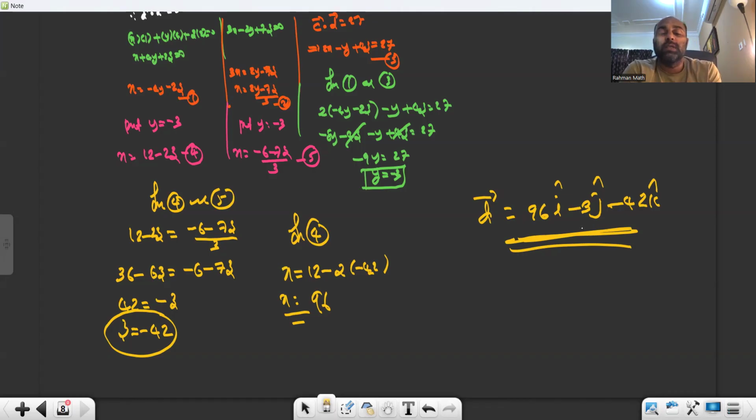Okay, 96i minus 3j minus 42k. Any other question in this sheet? Please ask me. Then we can save the time. Please let me know. Anybody have any other doubt? Please have a look very quickly.